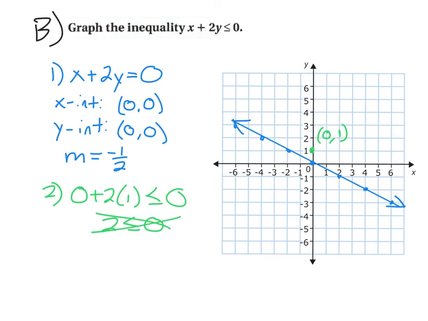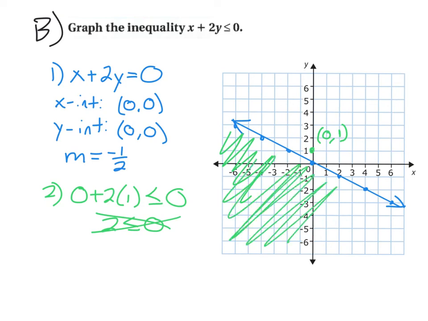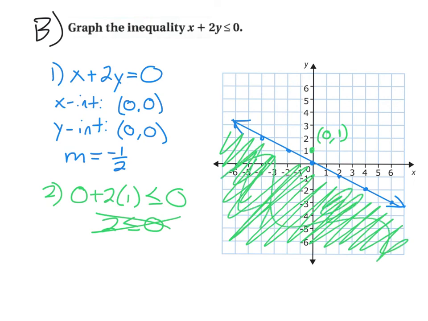So what we want to do is, instead of shading in this side, right, we found out this doesn't work. That means that none of these points over here are going to work. We are going to shade in this side, because if this half doesn't work, that means this half has to. So we will shade in everything over here, and now we see where our solutions are.